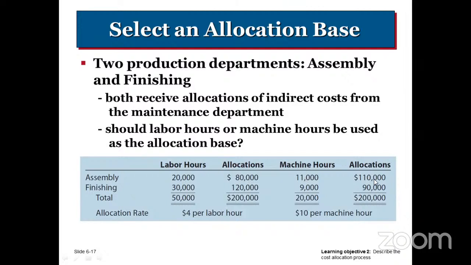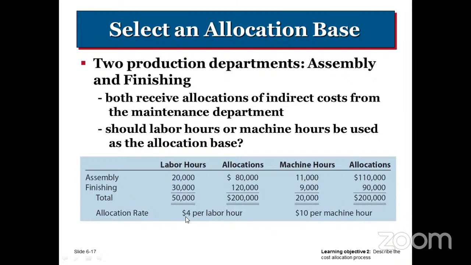So now you can spot the differences already. Using a different allocation base will produce a different amount of allocation. This will tell you labor hours: your assembly will get 80,000, but if you use the machine hours, assembly will get 110,000. So different bases will have a different amount of allocation being charged.